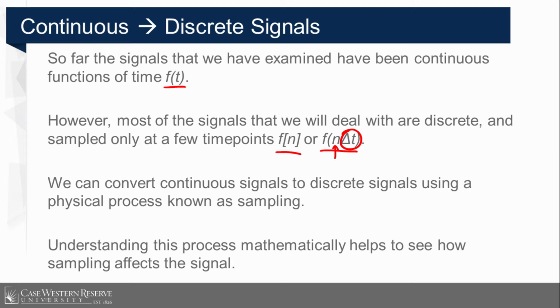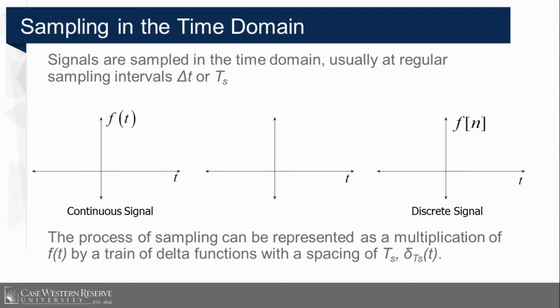So the first thing that we're going to look at is how we can convert continuous time signals to discrete signals using a process known as sampling. And understanding the process of sampling mathematically will help us better understand how sampling will affect the signal both in the time domain and also in the frequency domain. All right, so let's take a look at a specific example.